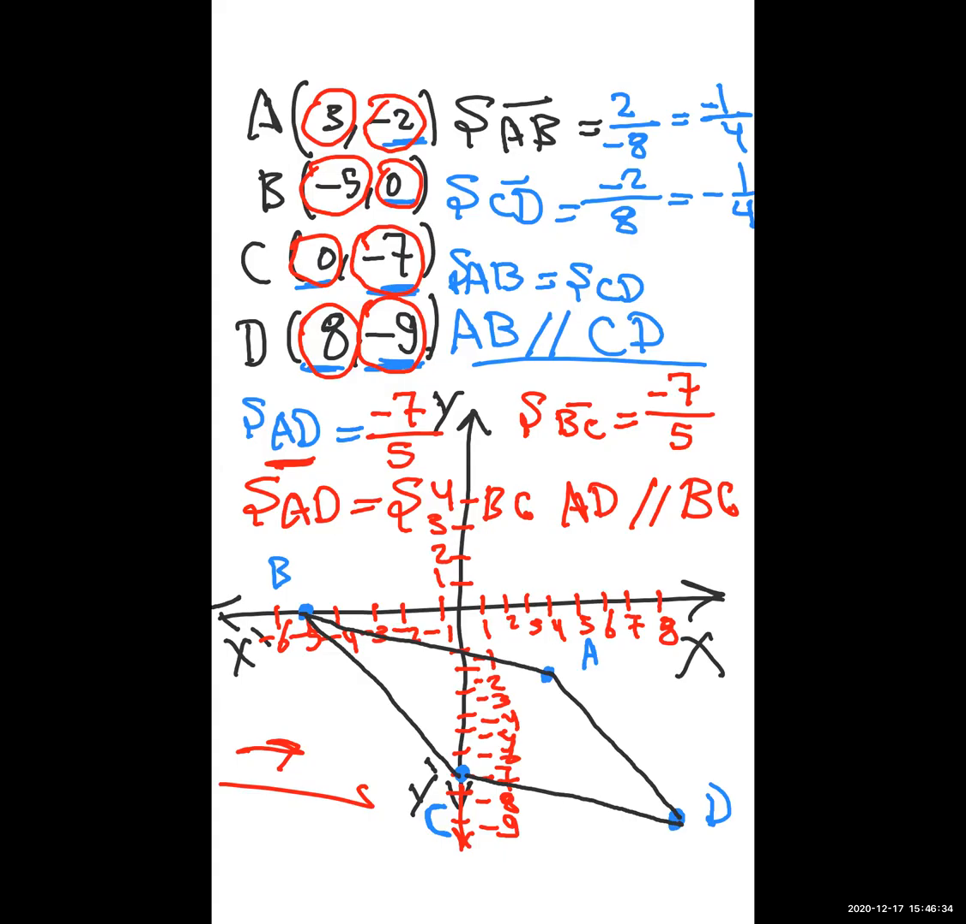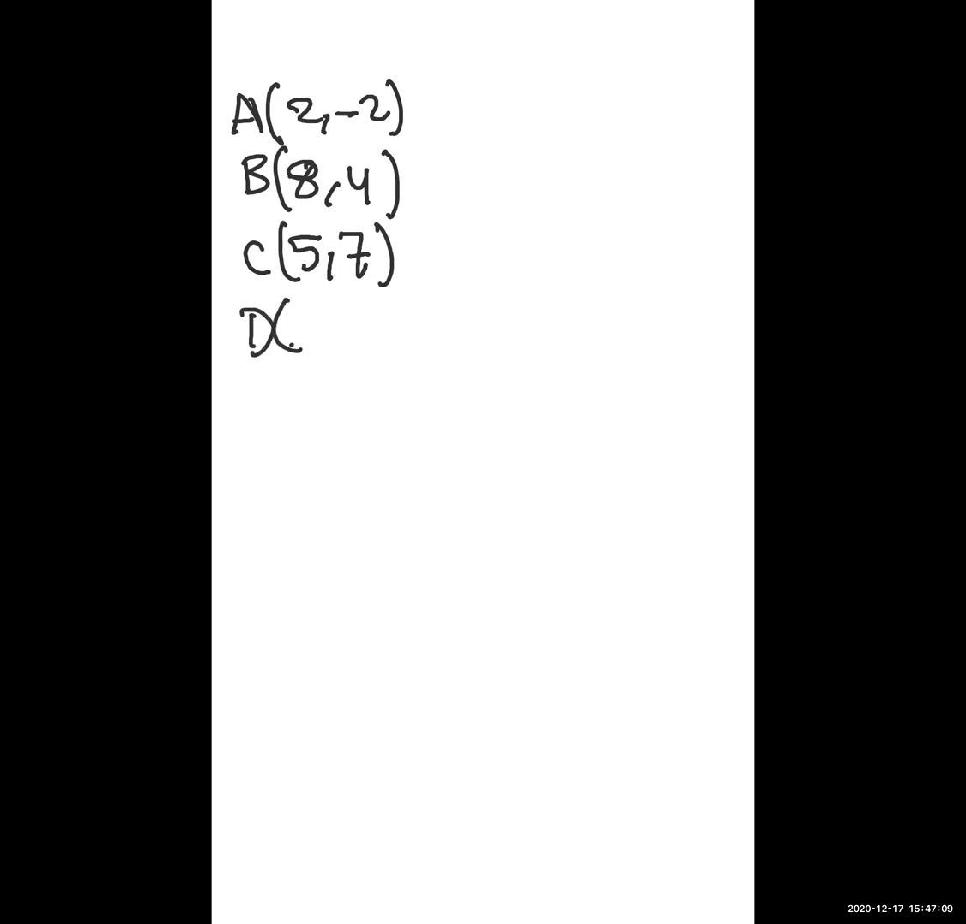Okay, so the next question. Prove that the points A, B, C and D are vertices of the rectangle ABCD. Okay, now write down the vertices. It's A, 2 and negative 2, and B, 8 and 4, and C, 5 and 7, and D, negative 1 and 1.